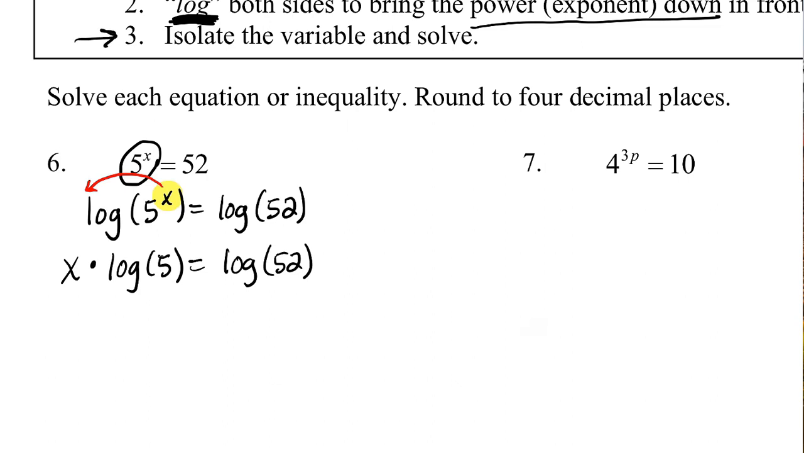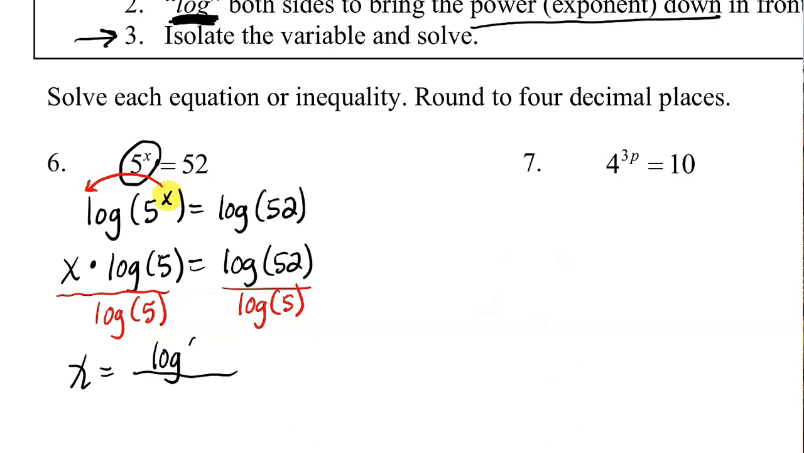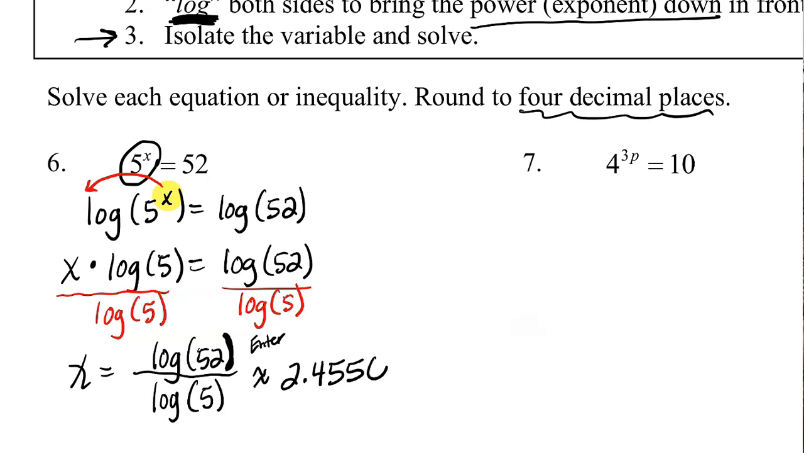And now that we have the variable out in front, we can isolate that variable and solve. So to isolate this variable, we're going to divide both sides by log 5. Remember, log 5 is just some number the calculator can give us. So x equals log 52 over log 5. When you type that in your calculator, I'd encourage you to use parentheses right here. Or a good idea is right when you type that numerator, hit enter on your calculator to get the number. So I do log 52, enter. I get 1.7 blah, blah, blah. And then hit divided by, and that should use your previous answer, log 5. Just to check, make sure you can do it on your calculator, but we would get 2.4, rounding to 4 decimal places, 2.4550. So that's our answer.